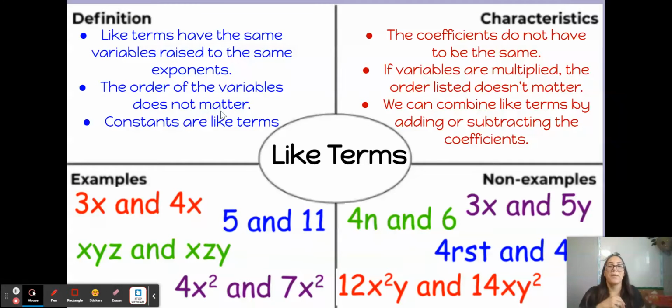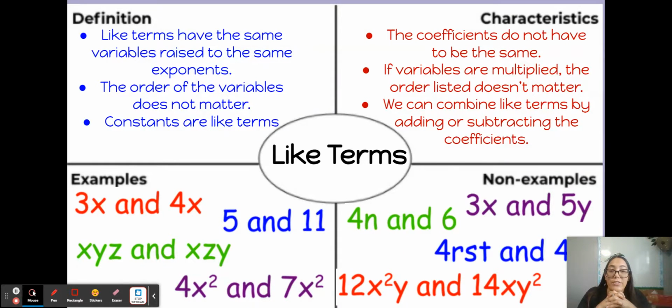Fun times. Okay, now like terms. Like terms are exactly what they sound like. They are terms that are alike. They have to have the same variable. They have to have the same exponent, or be raised to the same power. And the order of them does not matter. And constants are like terms. So any constants, any numbers you see, we can bring them together. They are alike. They are like.